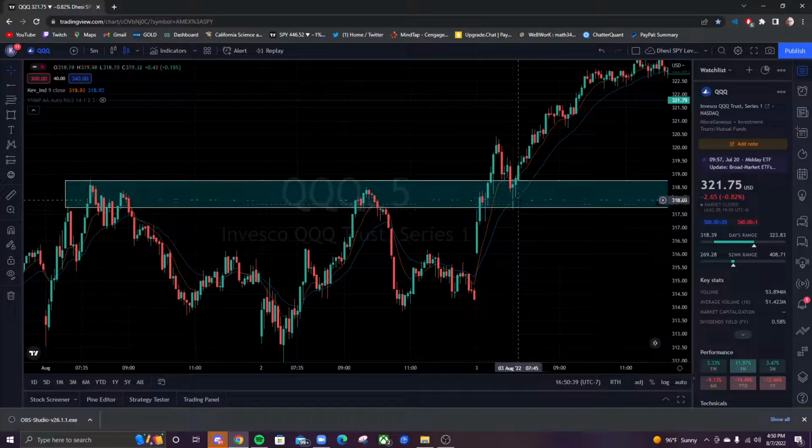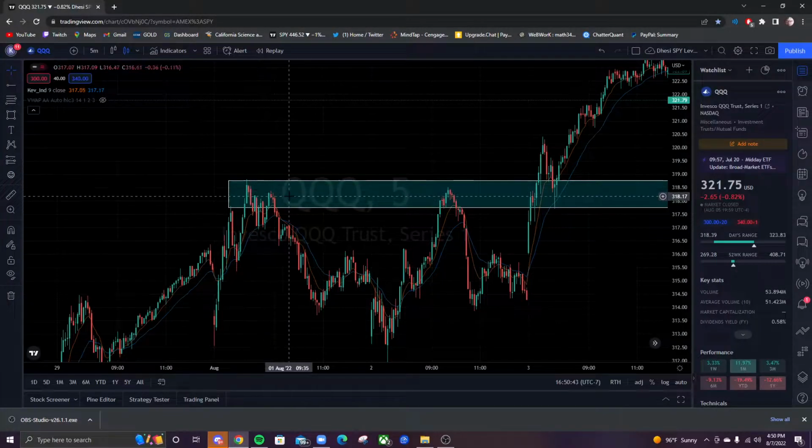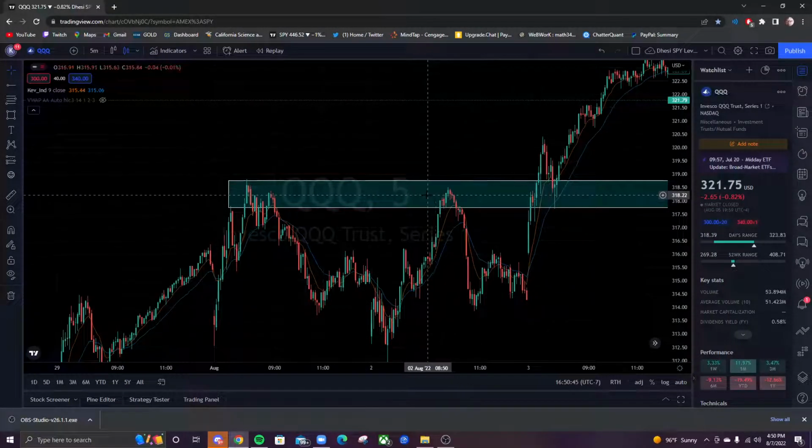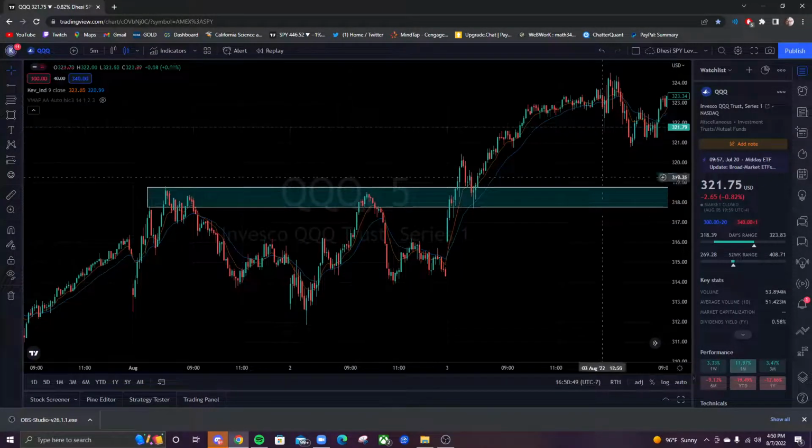Tape shows a lot of green here versus what it did before when it was red, and a lot of sellers were stepping in and selling their orders here. So that is exactly how I would play my zones.